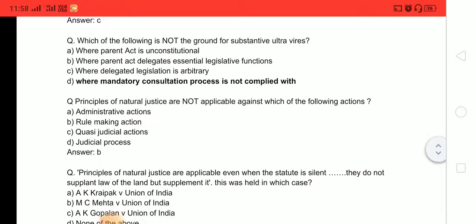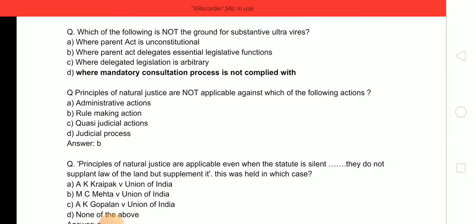Next question, which of the following is not the ground for substantive ultra vires? Answer is where mandatory consultation process is not complied with, that will not be a ground for substantive ultra vires, while where the Parent Act is unconstitutional, Parent Act delegates essential legislative function, or when the delegated legislation is itself arbitrary, then these three will be the ground for substantive ultra vires.